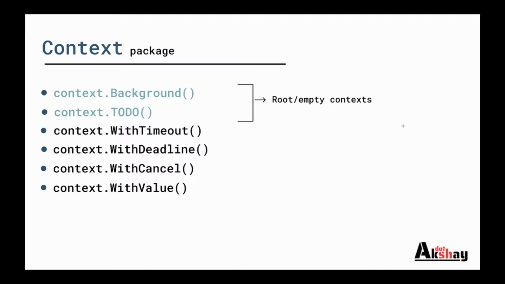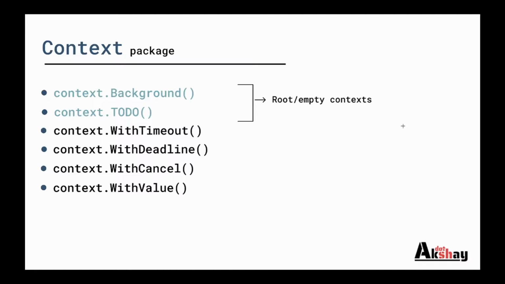So number one would be context.Background. context.Background and context.TODO are both empty contexts. Among these two, context.Background is what you will use to create the root context, and context.TODO is just a placeholder which you can use whenever you don't know which context to use. So you can just pass it as a placeholder.